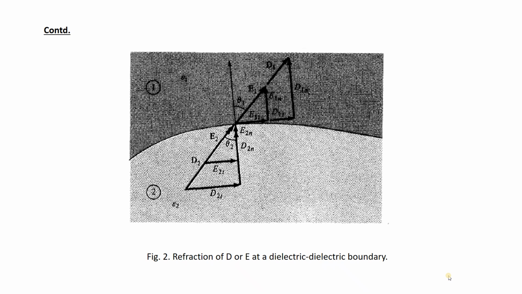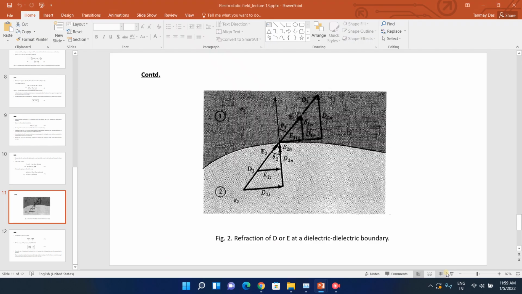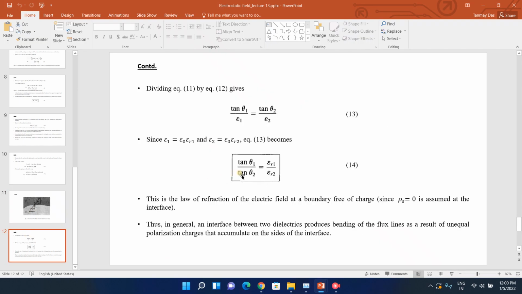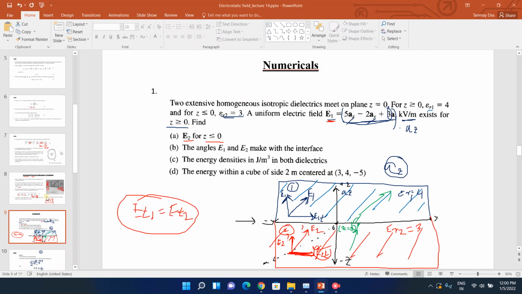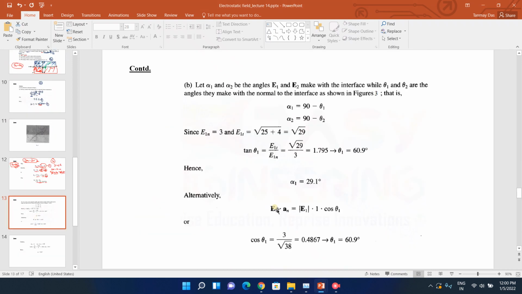Same thing whenever you have two dielectric mediums of different absolute relative permittivity. The electric field intensity which is traveling from medium number 1 at the boundary, when it enters medium number 2, the angle will change, and that refraction we have to calculate. So we will use these formulas: tan theta 1 by tan theta 2 equals epsilon r1 by epsilon r2. Using these equations you can get this particular solution.